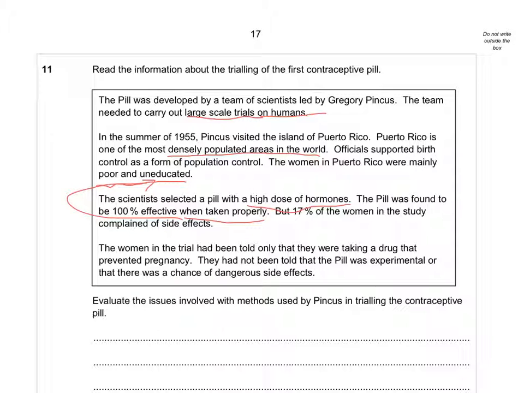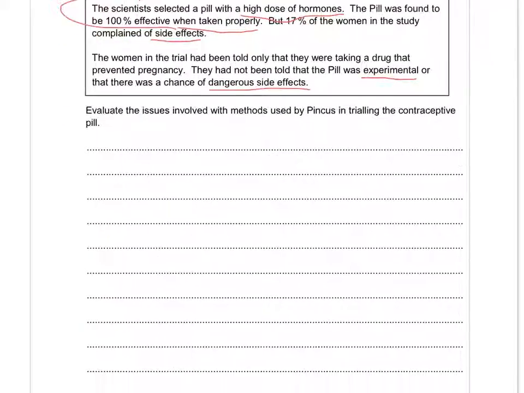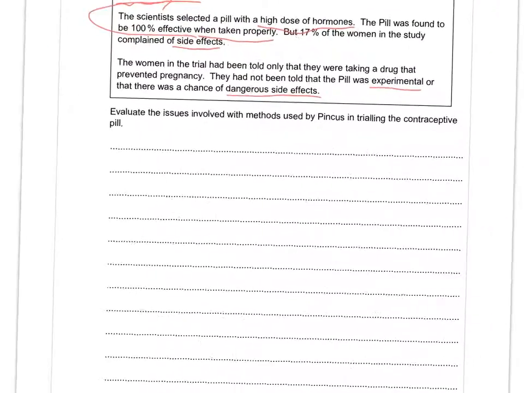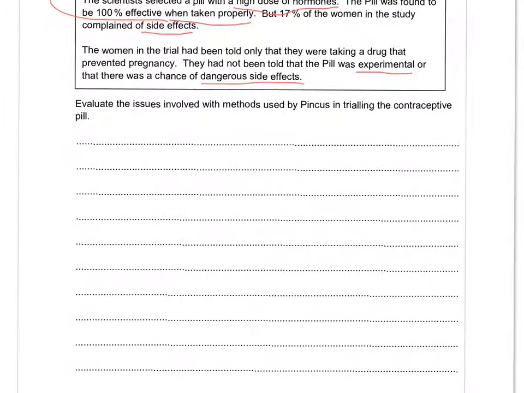But 17% of the women in the study complained of side effects, which is quite a high percentage. The women in the trial had been told only that they were taking a drug that prevented pregnancy. They had not been told that the pill was experimental or that there was a chance of dangerous side effects. Okay, so we've highlighted some of the main bits there that we can mention. If we go down, evaluate the issues involved with methods used by Pincus in trialling the contraceptive pill.